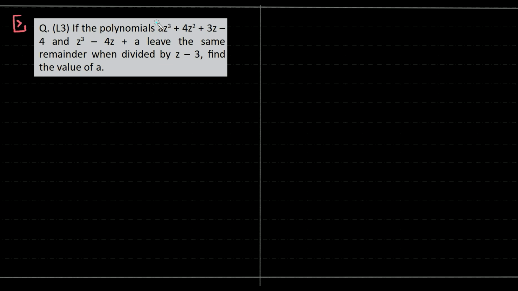If the polynomial, this particular expression and this particular expression leave the same remainder when divided by x minus 3, find the value of a.